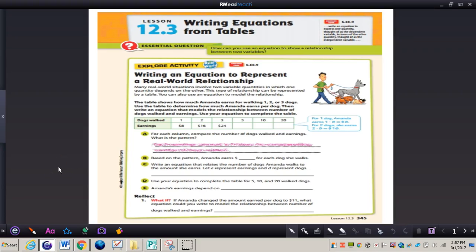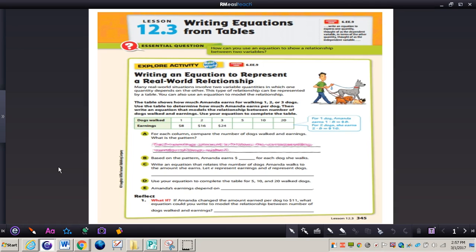In this video, we're going to be taking a look at writing equations from tables, and the essential question is how can you use an equation to show a relationship between two variables. Now you'll need to have your Go Math book out, turn to page 345, your math journal, and a pencil.